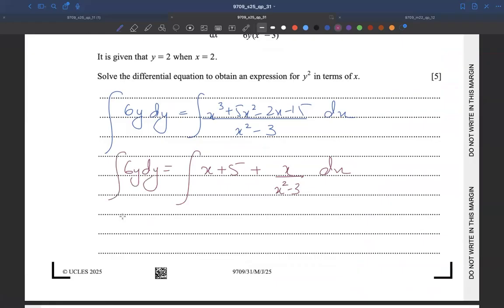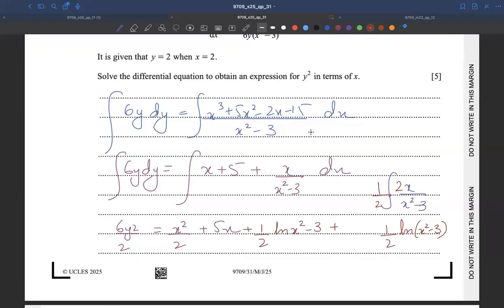Now integrating 6y, we get 6y squared upon 2 equals integrating x, that is x squared upon 2 plus 5x. And as for integrating x upon x squared minus 3, what we have to observe is that the derivative of x squared minus 3 is 2x. So if we multiply the equation by 2 over here and divide by 2, we can write it as 1 upon 2 ln of x squared minus 3. So the integral of x upon x squared minus 3 would become 1 upon 2 ln of x squared minus 3, and we add a constant over here.